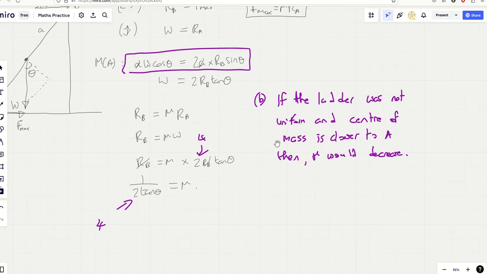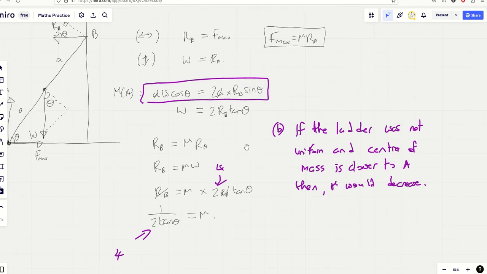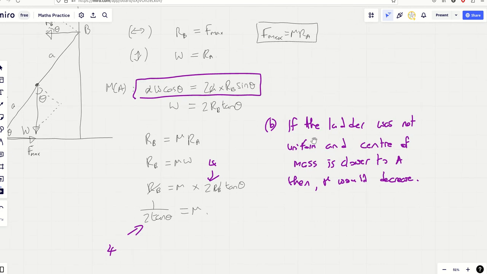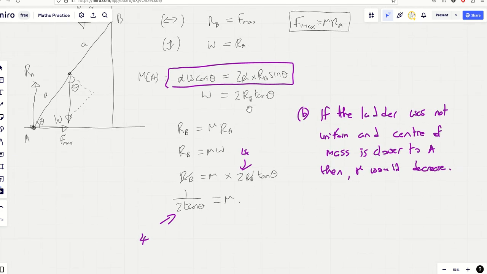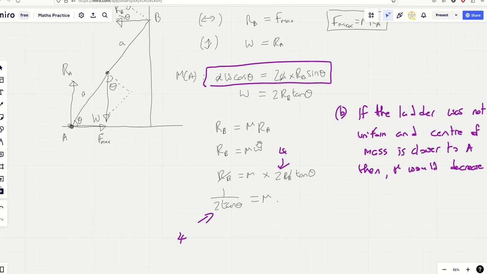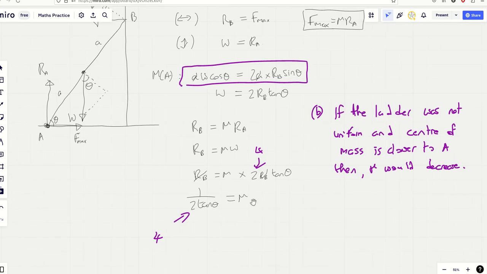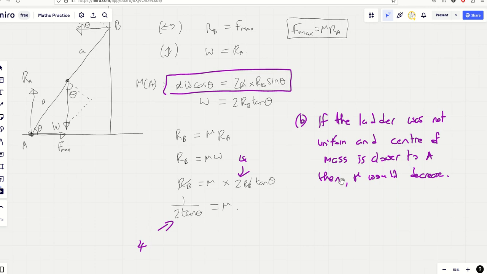But do let me know in the answers what it says here, because I'm often not brilliant on these wordy bits at the end. But if the ladder was not uniform and the centre of mass is closer to A, then mu would decrease. I'm pretty certain that is absolutely true, because I've just run the numbers through with it. We've increased the denominator, so the value of mu is going to decrease.